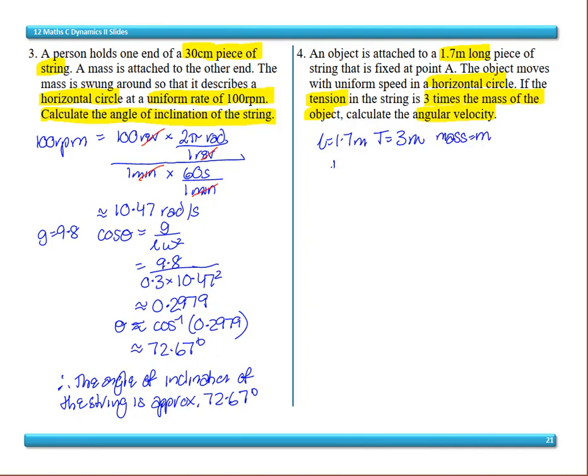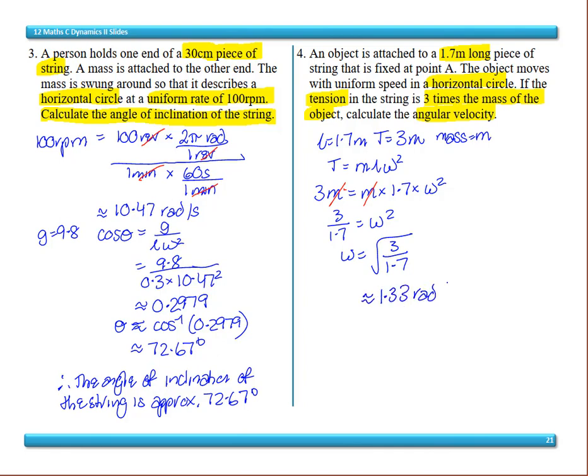So tension is m L omega squared. So 3m is going to equal m times 1.7 times omega squared. Those m's will cancel for mass. So we've got 3 over 1.7 has to be omega squared. So omega is going to be the square root of 3 over 1.7, which is approximately 1.33 radians per second. So therefore the angular velocity is approximately 1.33 radians per second.